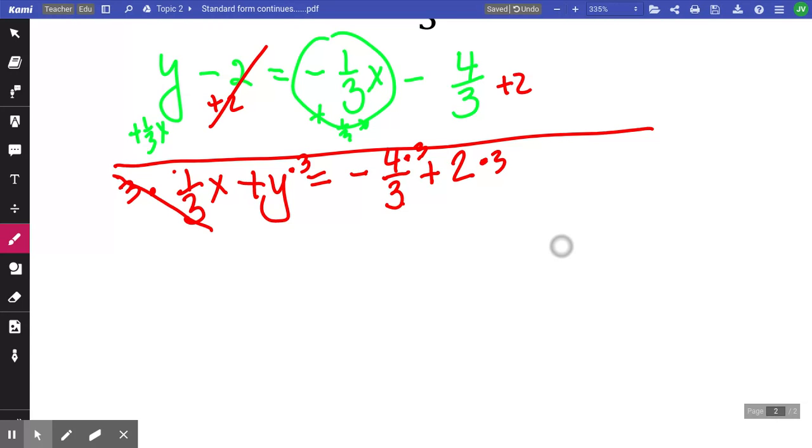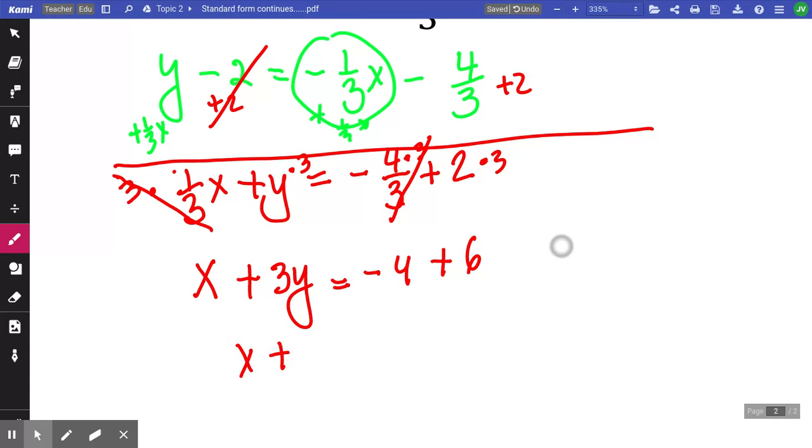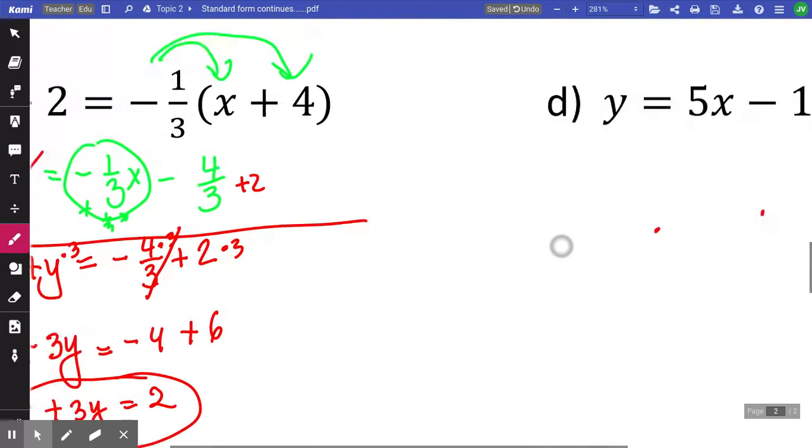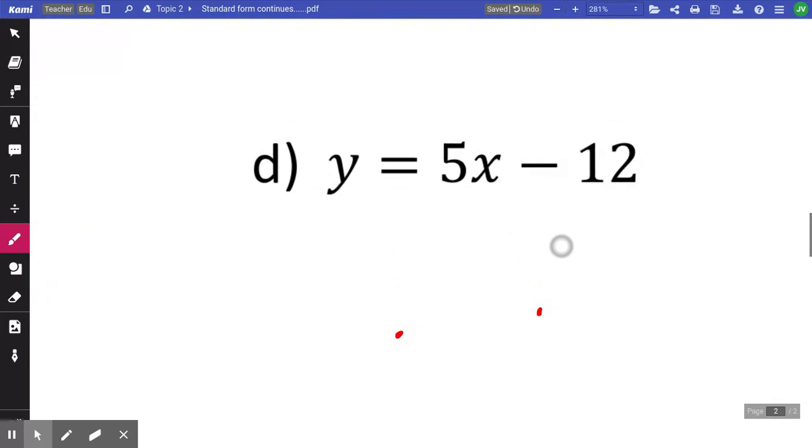Okay, so since that was canceled, I get x plus 3y equals, this is going to cancel too, negative 4 plus 6. So x plus 3y equals positive 2. I ended up at the same place. It's just a different way. All right, use any method that works for you. Let's take a look at this now.